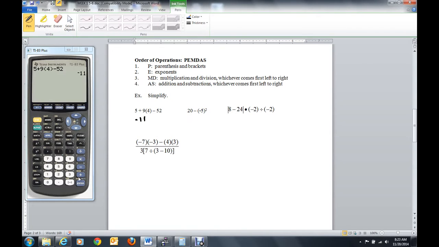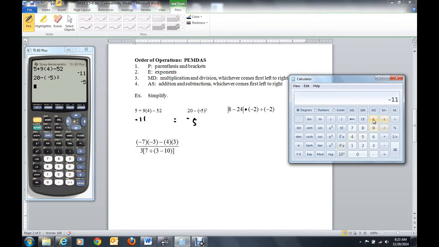Now I'm going to do this next one on the graphing calculator. This is my negative key. Notice that the one down there was the negative key. Then I can either use the caret or the square key, and we get negative 5 for that one. On the scientific calculator, you'll want to do the negative 5 squared first. On this one, you're better off using parentheses just to be safe.